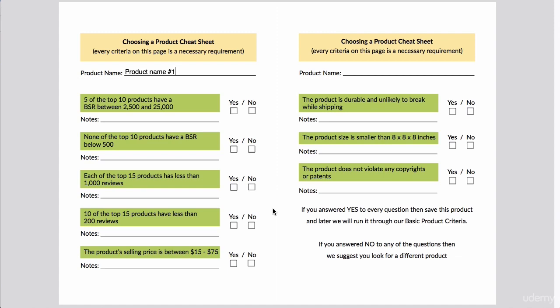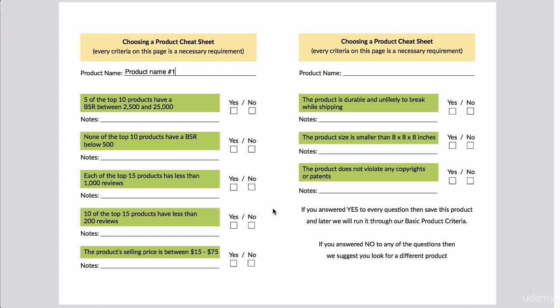The next criteria is none of the top 10 products have a BSR below 500. And this has a lot to do with what I just explained about the BSR. We want to avoid products that are selling really, really well, because if any of the top 10 products have a BSR below 500, that means it's going to be very hard for us to compete with that seller because they're doing so well. The next criteria is each of the top 15 products has less than 1,000 reviews.